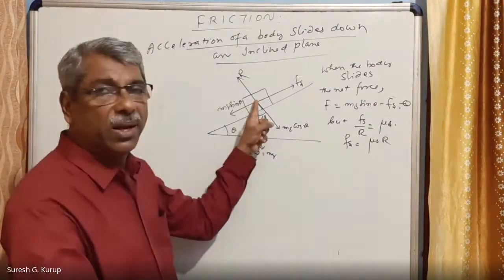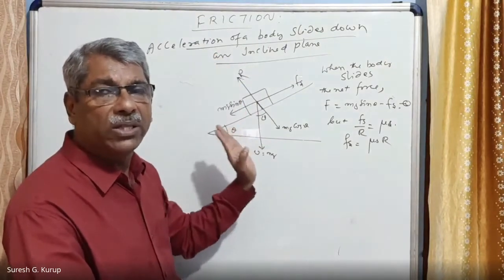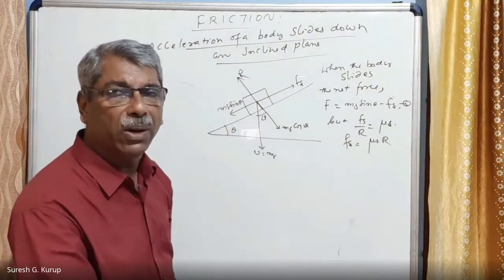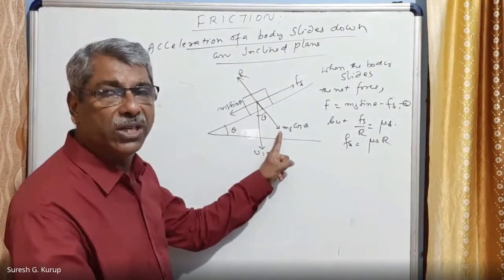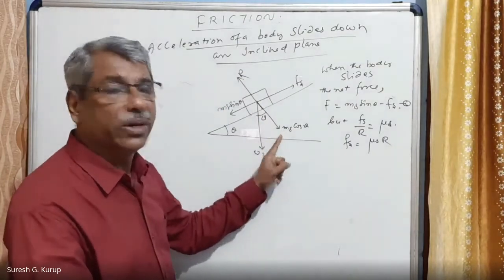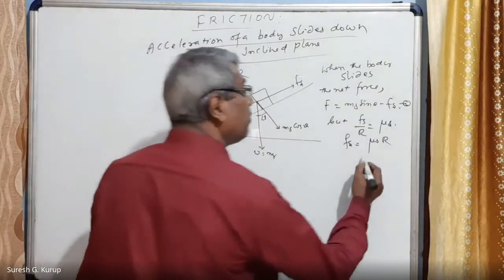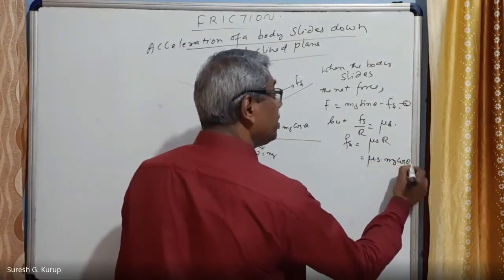Because this body is neither going down nor going up. It is always on the surface of the inclined plane only. Right? Therefore, these two forces are balancing. Mg cos theta is balanced by R. What is R? R is equal to mg cos theta. Therefore, Fs is equal to what? Mu s into mg cos theta, I can write.